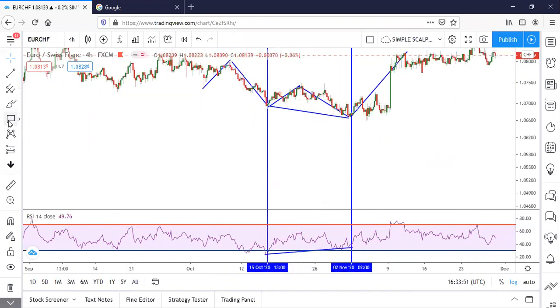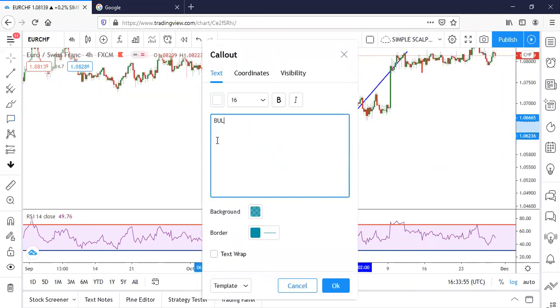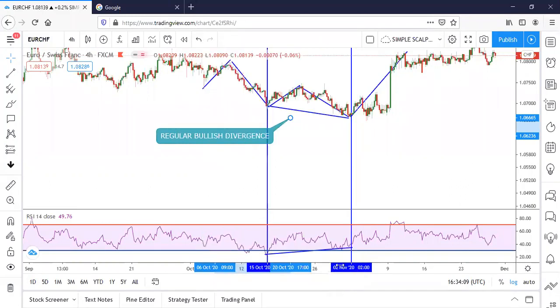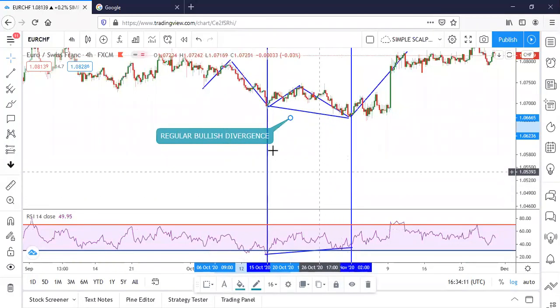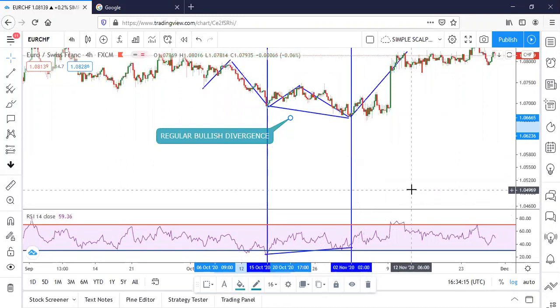So this is called regular bullish divergence. Okay, so I hope this is clear to you guys. I hope you are able to understand this. You just need to train your eyes to recognize this.